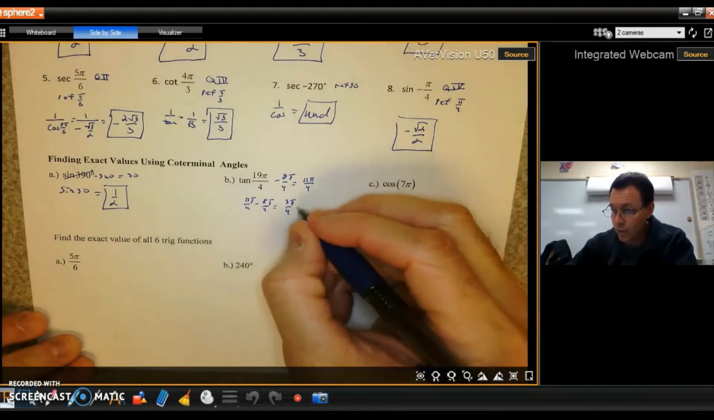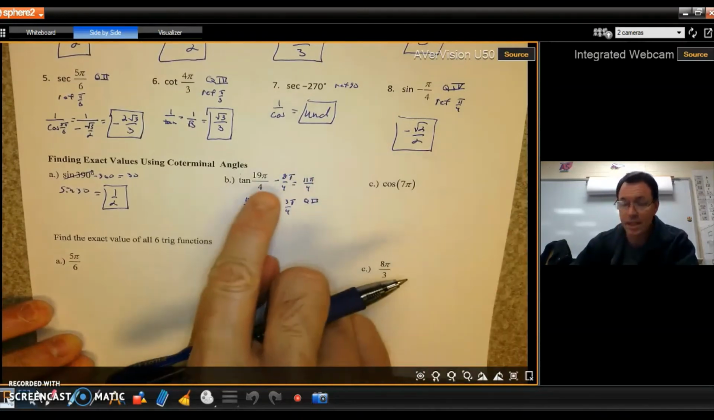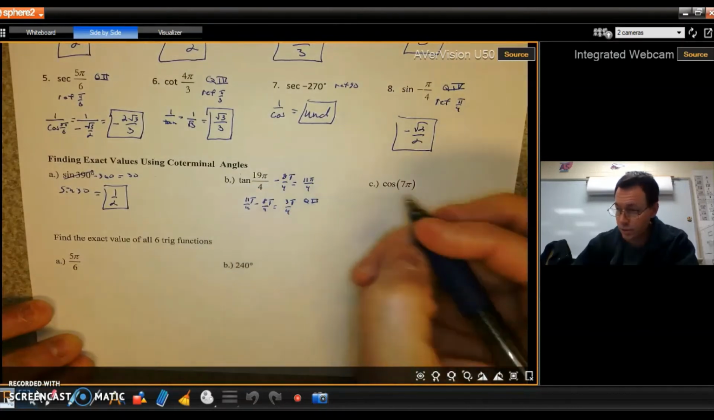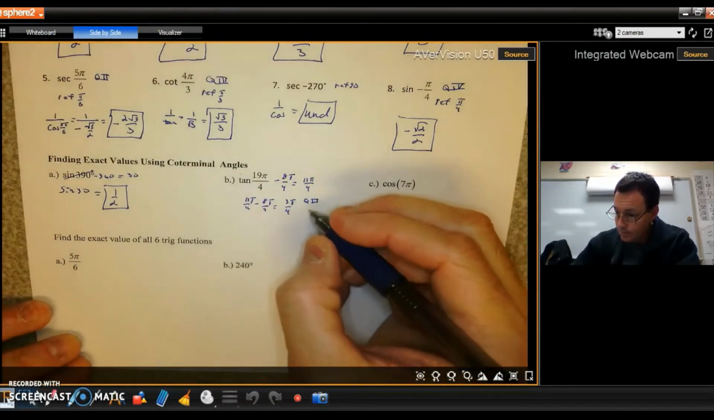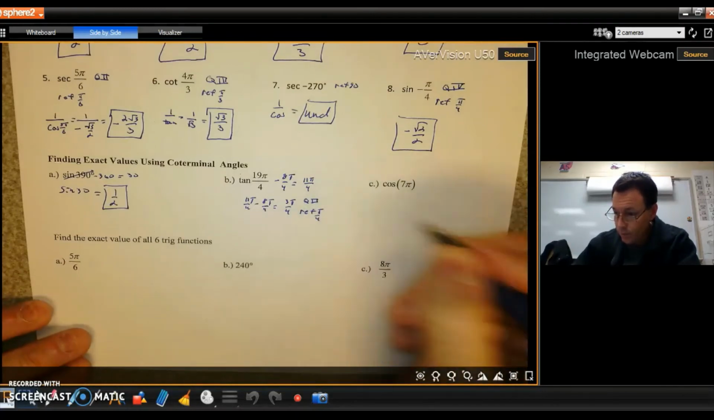3 pi over 4. That is in quadrant 2. Which means this angle was in quadrant 2. I just didn't know that. Okay, 3 pi over 4. It's in quadrant 2. And it has a reference angle of pi over 4. So that's what I'm going to do.